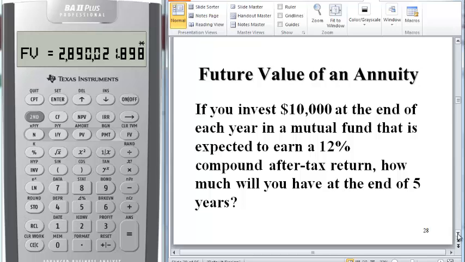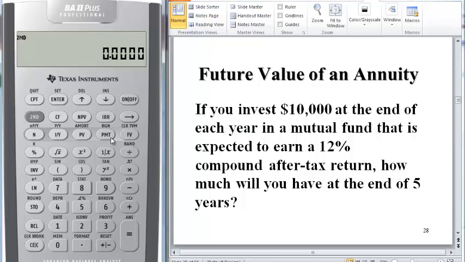Let's say that I invest 10,000 at the end of each year in a mutual fund, expected to earn 12%. How much will I have at the end of 5 years? Something's changed. What's changed about this problem? At the end of each year.